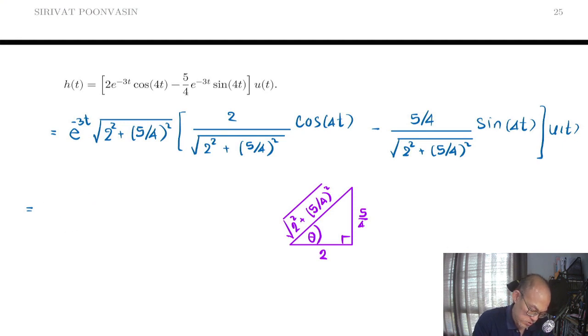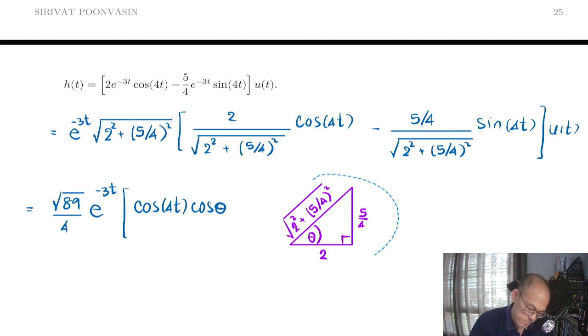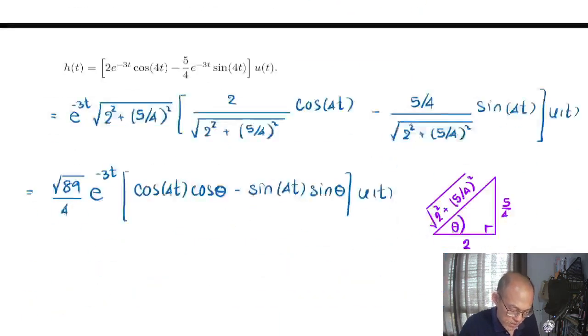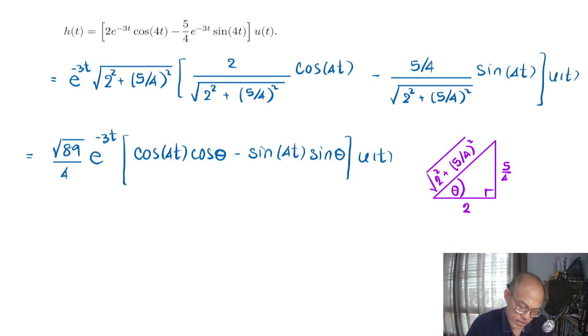Actually, square root of 89 over 4 e to the minus 3t, and then inside it would be cosine of 4t cosine of theta, and then minus sine of 4t and sine of theta. Now theta, if you do the calculation, would be 32 degrees.